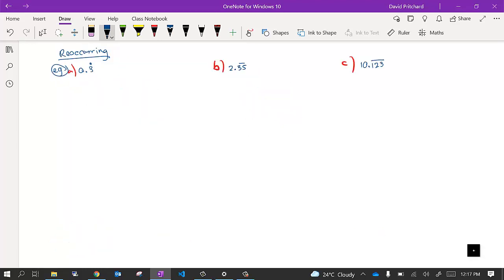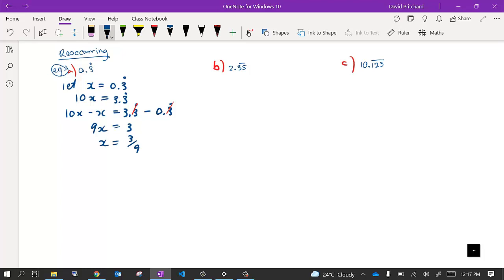For our 3 recurring scenarios, we start with 0.3 recurring. Now we already know this is going to be 1/3, but we'll let x equal 0.3 recurring. We know that 10x is 3.3 recurring, and therefore 10x take x will be 3.3 recurring subtract 0.3 recurring. The recurring part is unimportant there, and we end up with 9x is equal to 3. x is 3/9, and as a simplified fraction, it is 1/3.